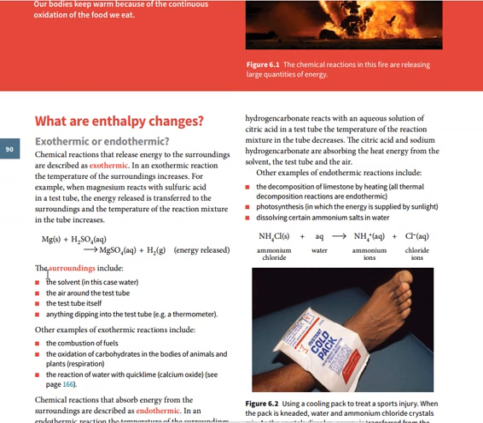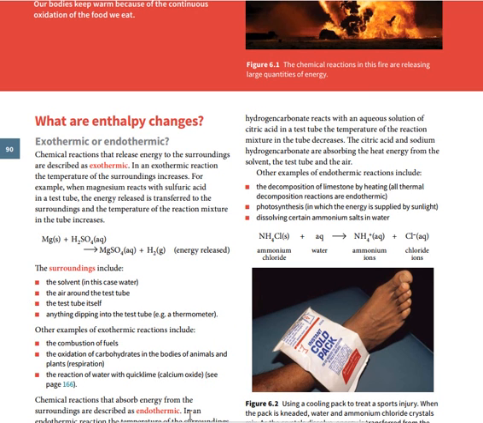Now we have the surroundings. We need to know that in an exothermic reaction, let's say you have magnesium plus sulfuric acid to produce magnesium sulfate plus hydrogen, this results in an energy release. In this case, the surroundings are the solvent, which is water, the air around the test tube, and anything which is dipped in the test tube, like the thermometer. So these are the things that you need to visualize.